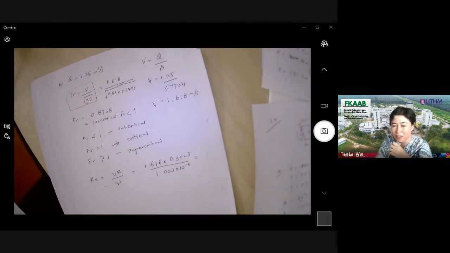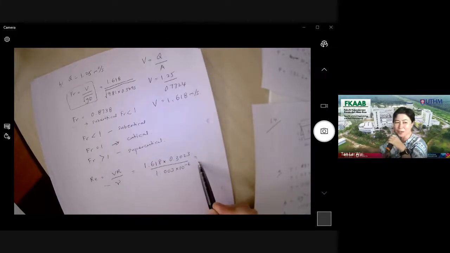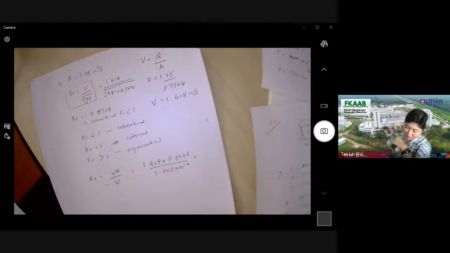Saya nak minta Nur Atikah Kamari. Saya, Doktor. Carikan Reynolds number, lepas tu bagi saya pengkelasan dia. Semua kena standby kira. Kalau you guys kira cepat, kita habis cepat. You all boleh buat quiz cepat.